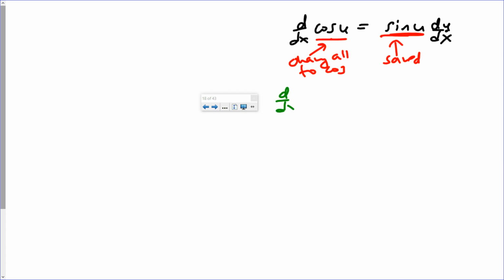We said, you know the derivative of sine u. Wait, did I do that wrong? That's a negative. Sorry, that's a negative, okay? We know the derivative of sine u is cosine u, okay?